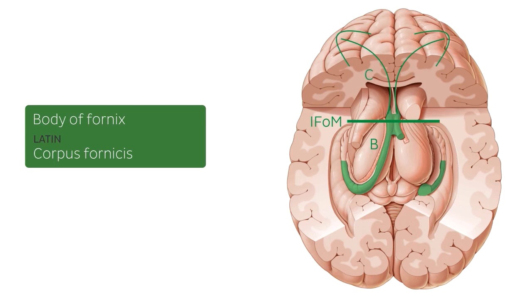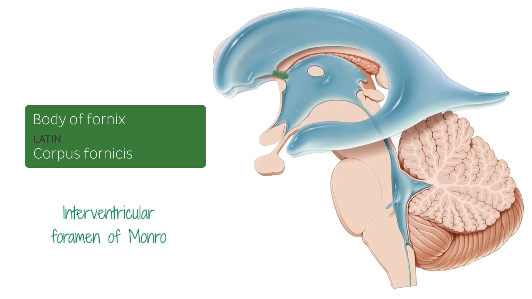And you can see a clearer image of the interventricular foramen of Monro in this sagittal section of the ventricles of the brain, as seen from the lateral perspective, with the lateral ventricles over here and the 3rd ventricle just here. And over here is our interventricular foramen of Monro.